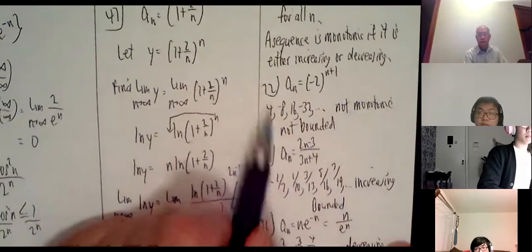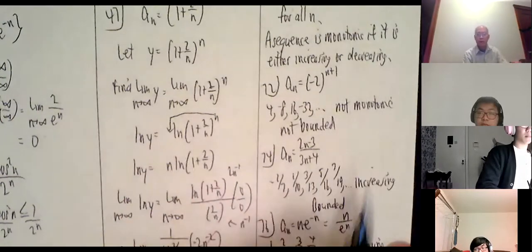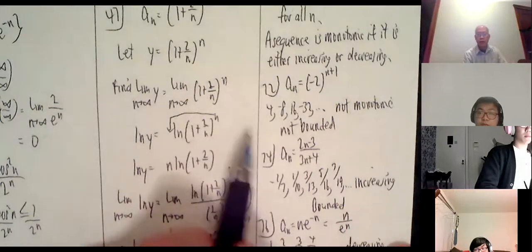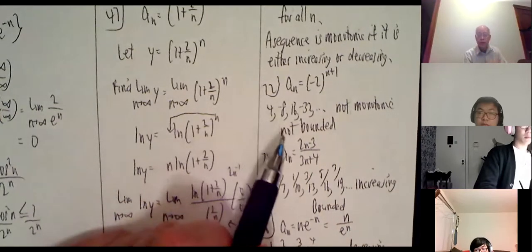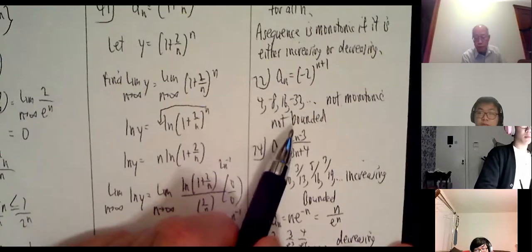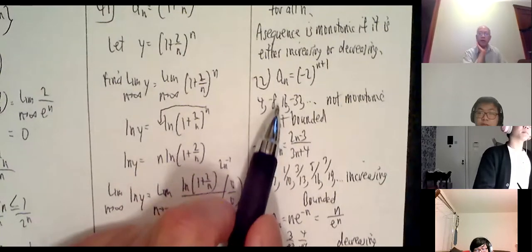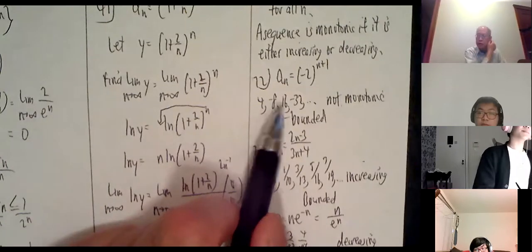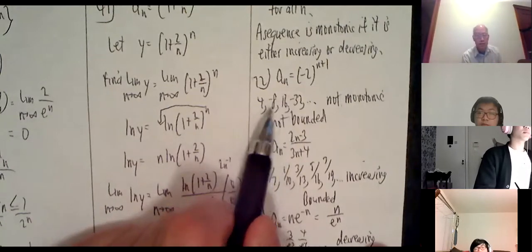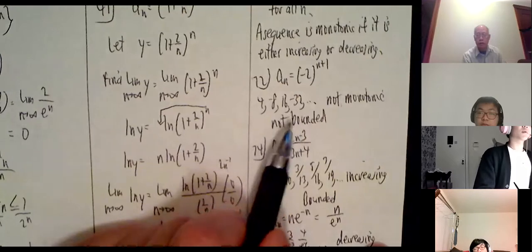It alternates plus, minus, so it goes up, down, up, down, up, down. In fact, the amount that it goes up and down is bigger and bigger. And this sequence is definitely not bounded. You can get as big as you want. You can get as low as you want. There's no one number that I can say is bigger than all of these. There's no one number that I can say is smaller than all of these. So it's not bounded.